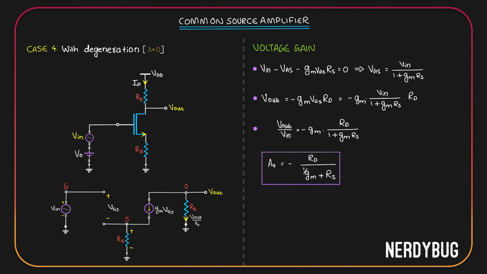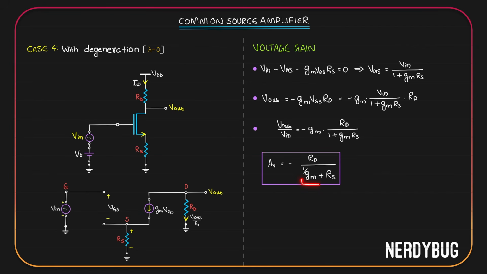I hope you didn't forget why we added Rs in the first place. We wanted to make sure the voltage gain is not dependent on the transconductance Gm. But you can see that in the new expression we still have Gm, but it is less significant. Why? Let me show you. In the denominator we have 1 by Gm plus Rs. Now assume that we designed the circuit such that Rs is very much greater than 1 by Gm.